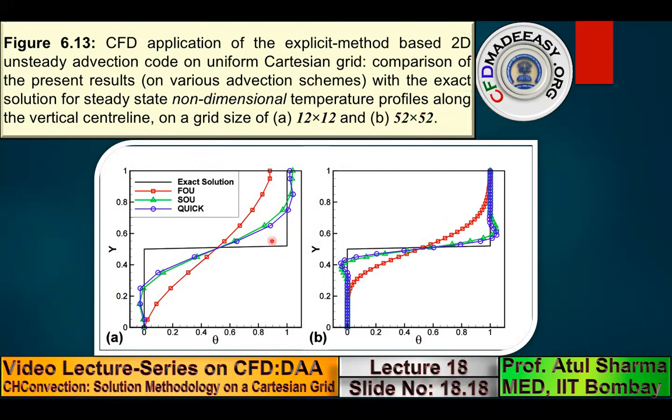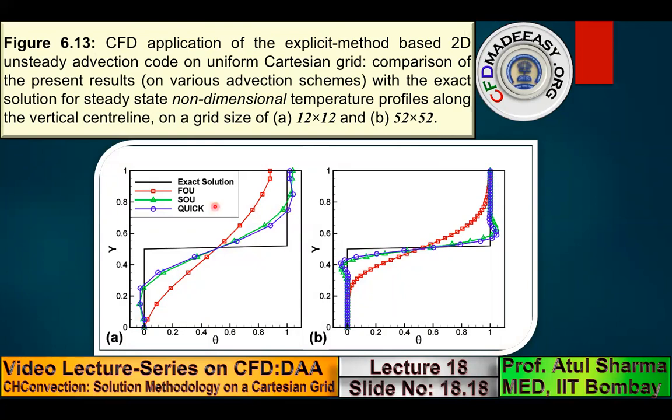So you can see that on a relatively coarser grid, the first order upwind scheme is not able to capture the step change. In fact, there is a lot of smearing or numerical diffusion in the case of the first order upwind scheme. Whereas even on a coarser grid, the second order scheme and QUICK are relatively able to capture the step change in a better way as compared to the first order upwind scheme.